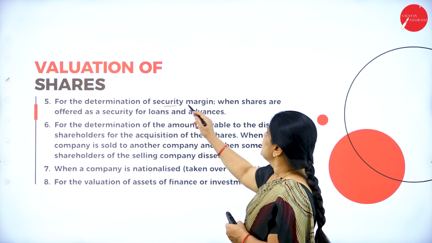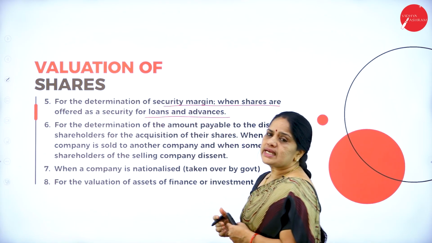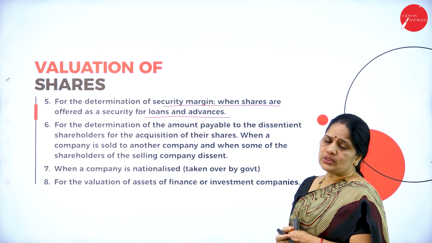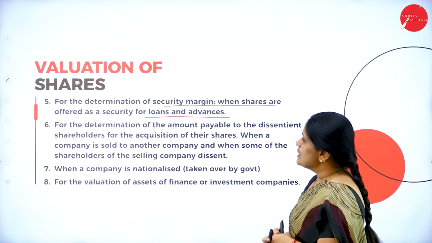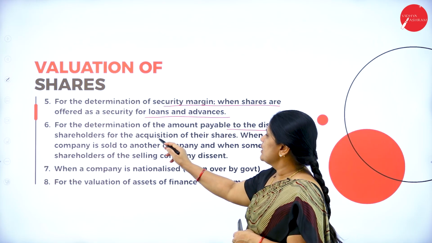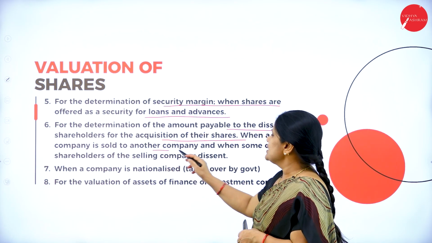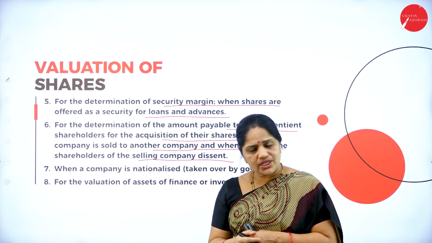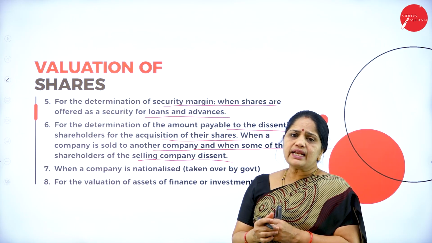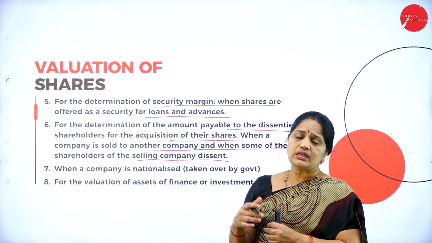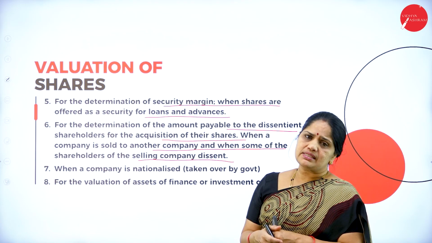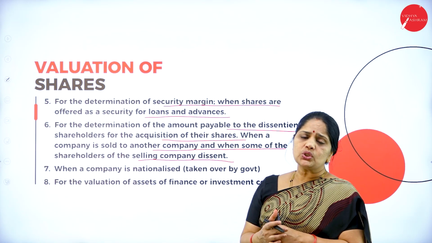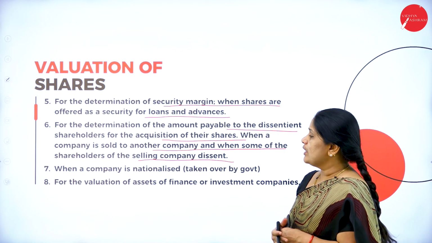For the determination of security margin when shares are offered as security for loans and advances. So whenever the shares are offered as security as a collateral to the bank for the loans, then we need to value the shares. Also for the determination of the amount payable to the dissentient shareholders for the acquisition of their shares when the company is sold to another company and one of the shareholders of the selling company dissents. Now, who is a dissentient shareholder? These dissenting shareholders are opposing the takeover of the company or the sale of the company. So, under such circumstances, the shareholders' amount will be paid to them. In order to see what is the amount payable to these shareholders, there is a need for calculation or valuation of the shares.